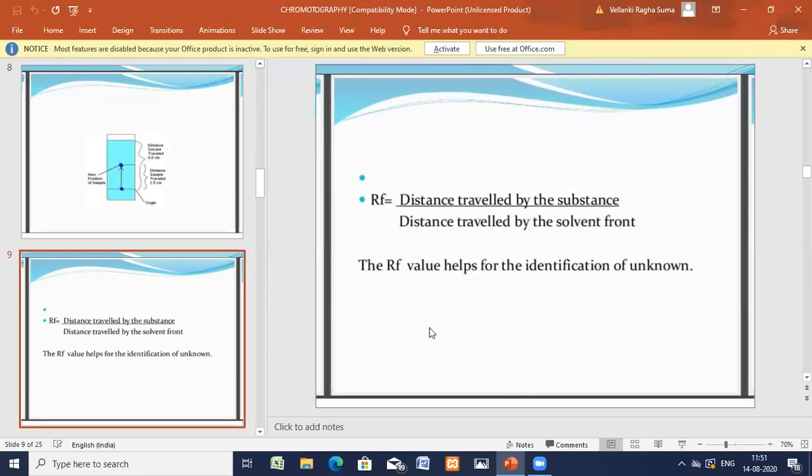So the compounds, whatever are visualized by a suitable staining reagent, the ratio of the distance of the band and that of the solvent front from the initial mark is measured. RF is nothing but the retardation factor. The components of the experimental mixture get separated on the paper at different positions. These are all visualized by the staining reaction.